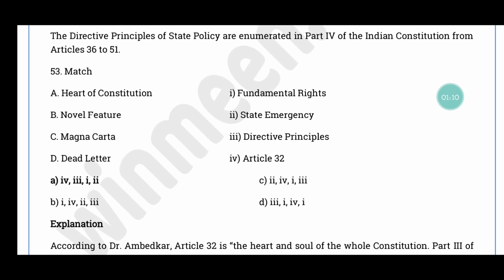Question number 53. Match the following. Heart of the Constitution, novel feature, Magna Carta, dead letter. The correct answer is option A. Heart of the Constitution is Article 32, novel feature is directive principles, Magna Carta is fundamental rights, dead letter is state emergency.